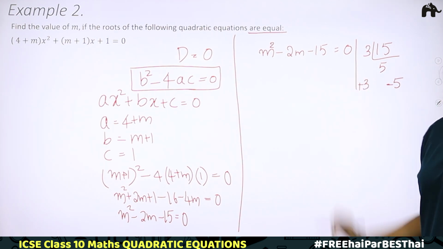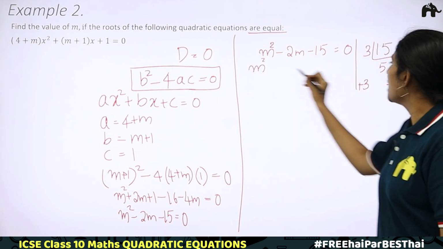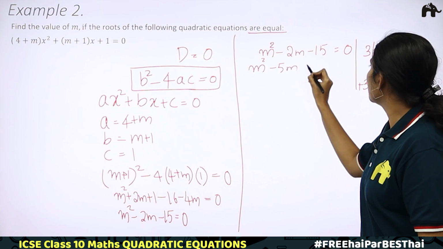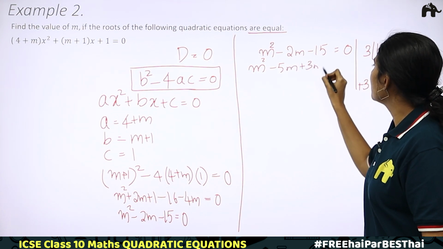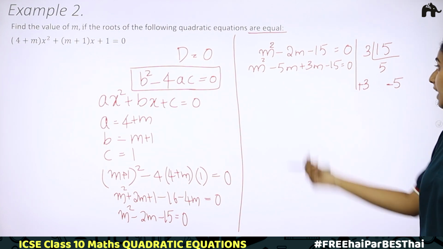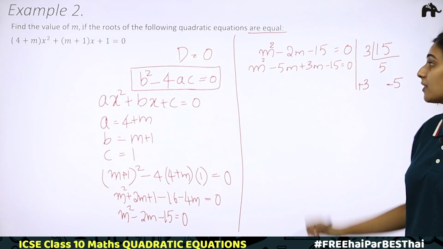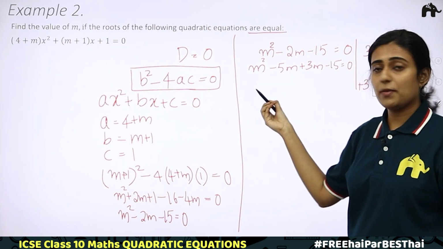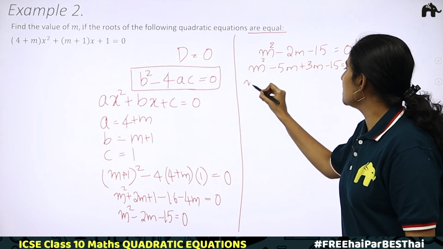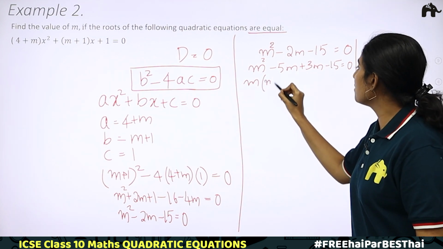Okay. Now we can split the middle term. M square minus 5m plus 3m minus 15 is equal to 0. Minus 5m plus 3m is minus 2m. Now take the common factors. M is common in the first two terms. Remaining we have M minus 5.